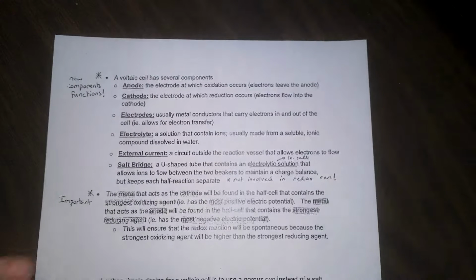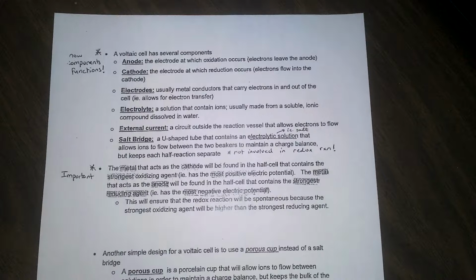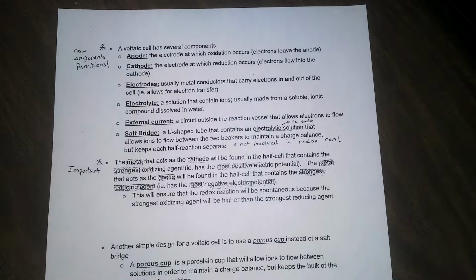And then there's a salt bridge. It's a U-shaped tube that has an electrolytic solution, which means it has a salt solution because metals conduct electricity, that allow ions to flow between the two beakers to maintain a charge balance, but keeps each half reaction separate. So we couldn't put copper sulfate in there because copper is going to interfere with the reaction. Nitrate doesn't interfere with the reaction. And if we look, I think potassium is one of the last ones. Typically, it doesn't interfere with the reaction.